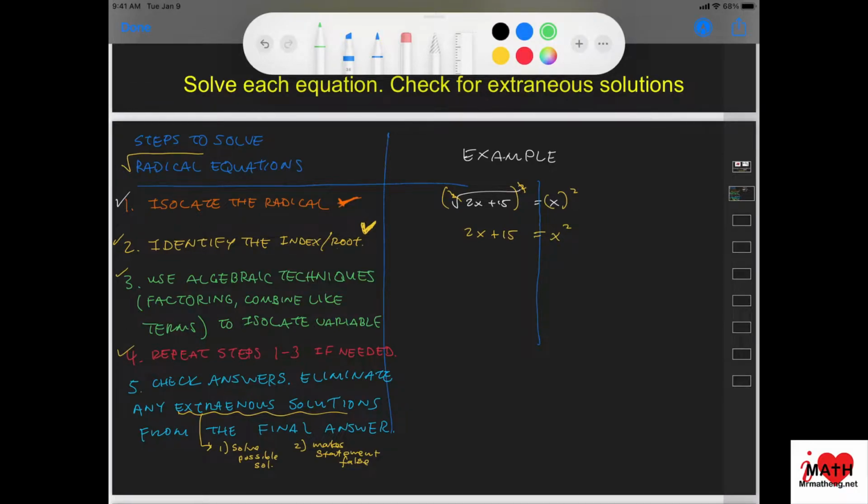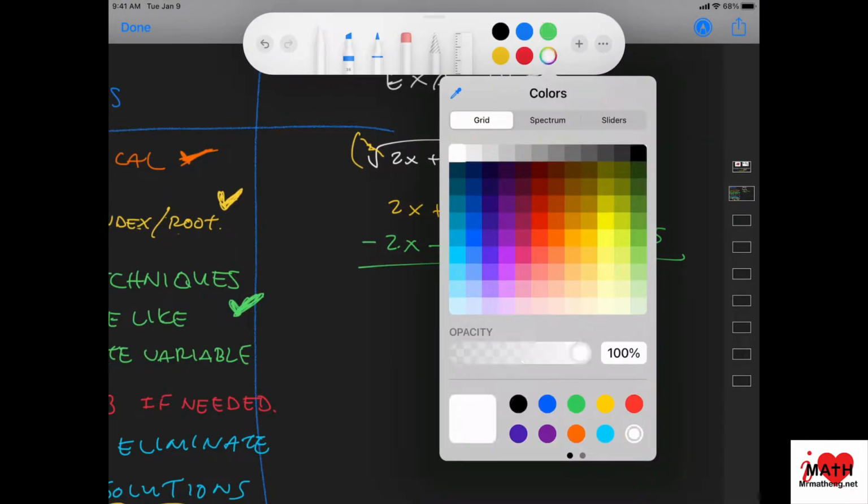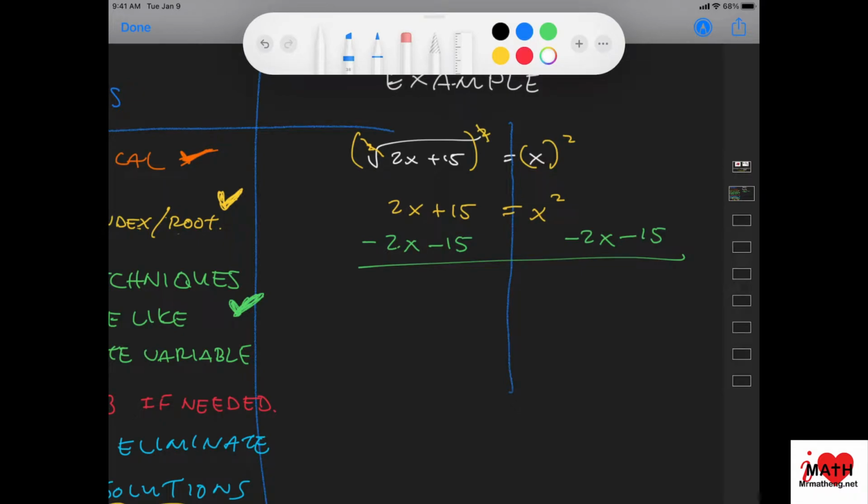Number 3, use algebraic techniques, factoring, combining like terms to isolate the variable. Okay, so to do this step here in green, I'm going to move everything to one side. Now, if I move the x squared to the left side, this would give me a negative x squared, which I would try to avoid in quadratics, a leading coefficient that's negative. So I'm going to move everything to the right side. So 0 equals x squared minus 2x minus 15.